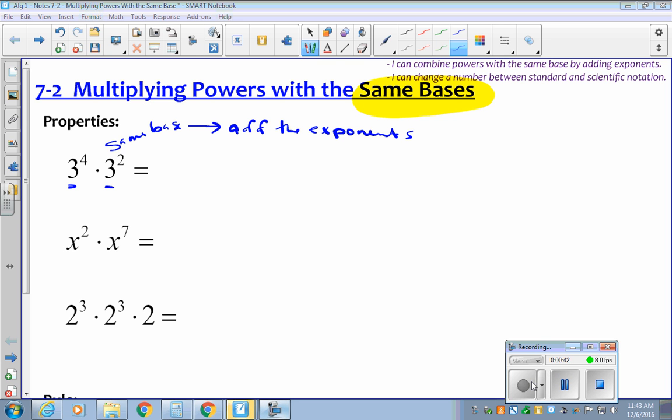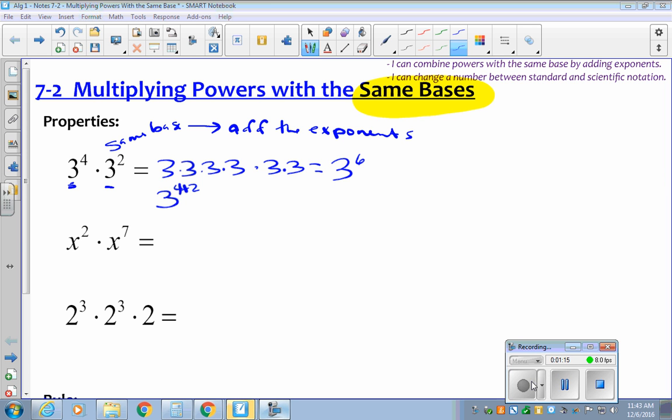Let me show you why this works. If I have 4 3s, so that's 3 to the 4th power, and I multiply that by 2 3s. How many 3s do we have all together? 6. So this is 3 to the 6. So that's the same as going 3 to the 4 plus 2.